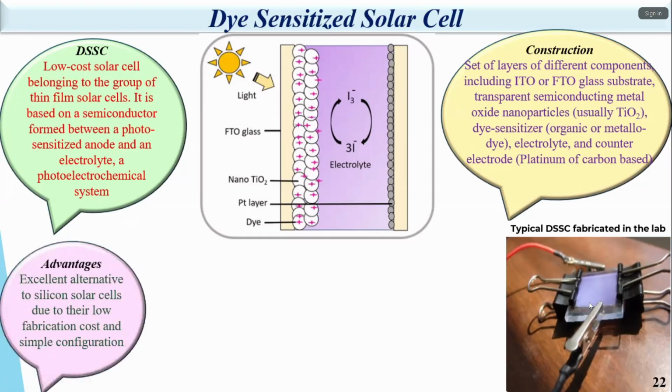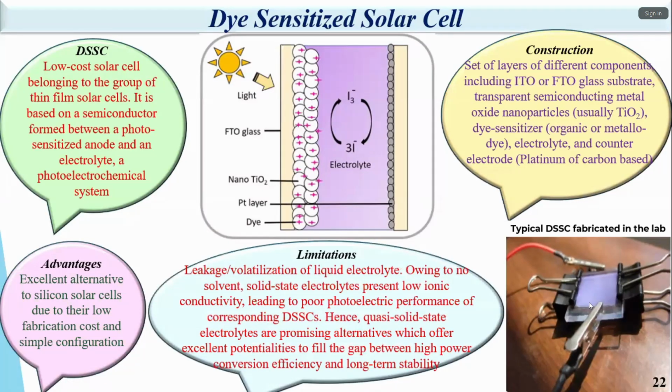Its advantages are many. It has low fabrication cost and simple configuration. Its limitations are that leakage or volatilization of liquid electrolyte occurs, and solid state electrolyte, owing to no solvent, also shows low ionic conductivity, leading to poor photoelectric performance of the corresponding dye-sensitized solar cell. So there is a need for a quasi solid state electrolyte that could be a promising alternative, offering excellent potential to fill the gap between high power conversion efficiency and long term stability.